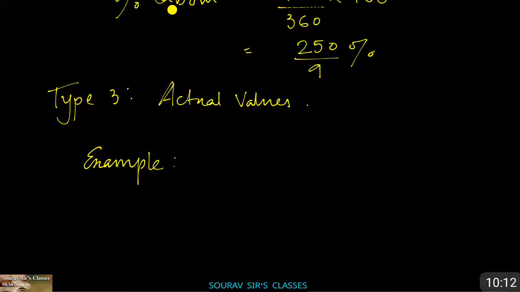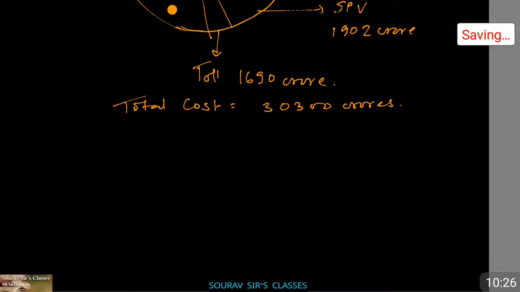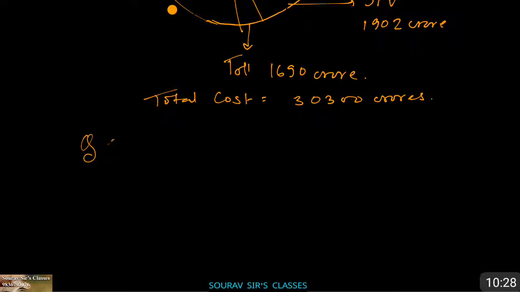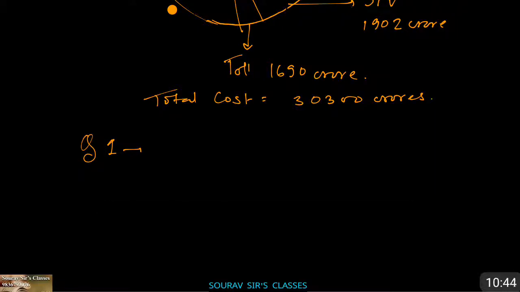The following pie chart shows the funding arrangement for the National Highways Development Project. So this is the required pie chart given. Just take a look at the pie chart. Okay, now we move on to the question. Question number 1. The angle of the sector representing external assistance would be.